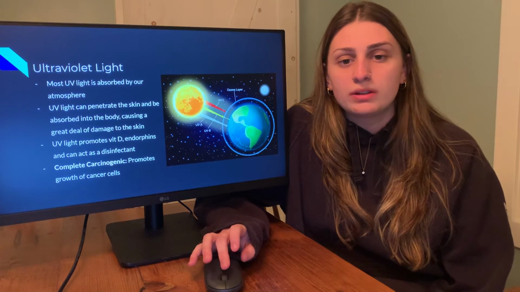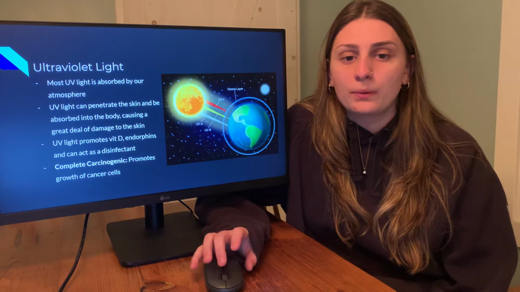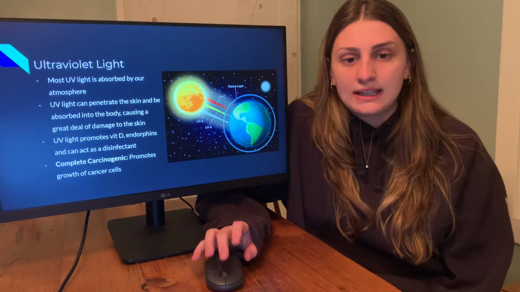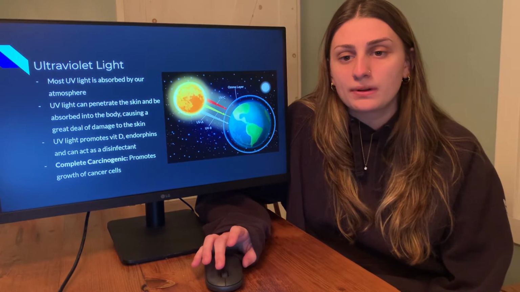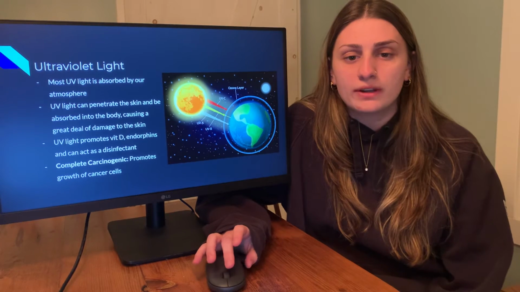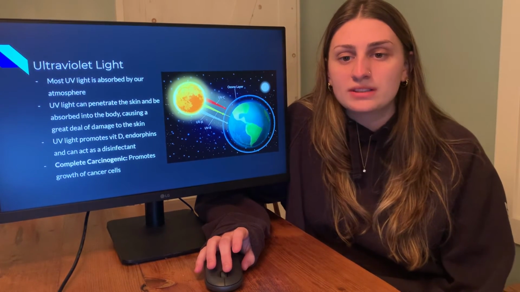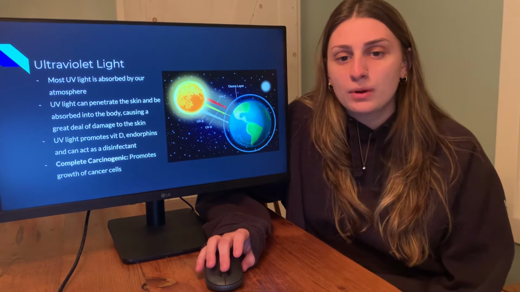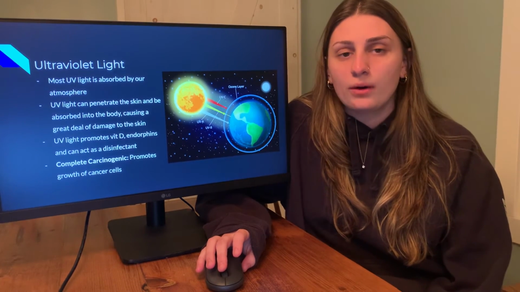In fact, UV radiation is known as a complete carcinogen because it's able to both create and promote the growth of cancer cells. It isn't all bad, of course. UV radiation in the skin promotes vitamin D production and increases endorphins for the brain. And artificial UVC light is also being studied for its ability to act as a disinfectant, but for the most part, the benefits of exposure to UV light do not seem to outweigh the risks.